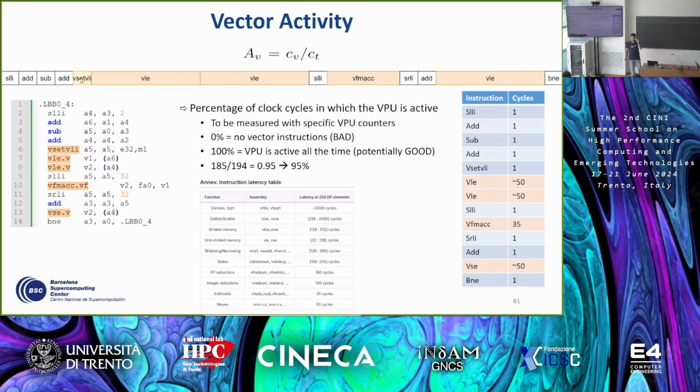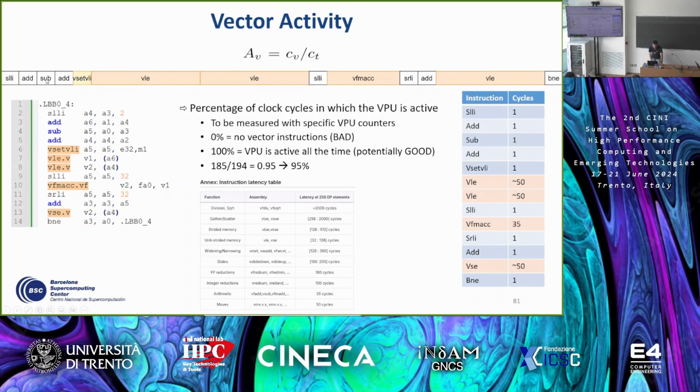because the vsetvli is not really a vector instruction. It is a scalar instruction that takes very little time and does not activate work on the vectors. It is the one that I showed you before to set the granted vector length. So basically you are asking the hardware what the vector length is, and the hardware is telling you the answer. So it's not making real work. Okay, so percentage of clock cycles in which the VPU is active.